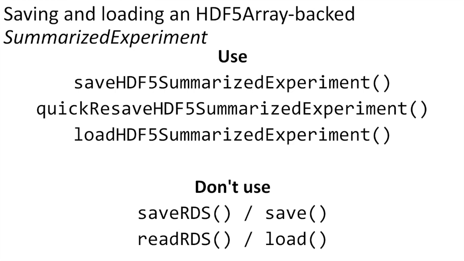The saveHDF5SummarizedExperiment function will create a directory that contains a .rds file and an HDF5 file. This directory can be moved around your computer or indeed shared with collaborators, who can then load it into their R session using the loadHDF5SummarizedExperiment function. Once you've saved your HDF5Array-backed SummarizedExperiment using this function, you can proceed with your analysis as normal. Any changes you make to the SummarizedExperiment can quickly be serialized using the quickResave version of this function.